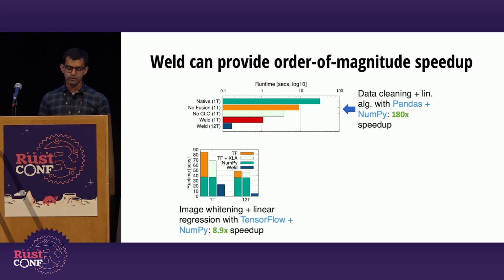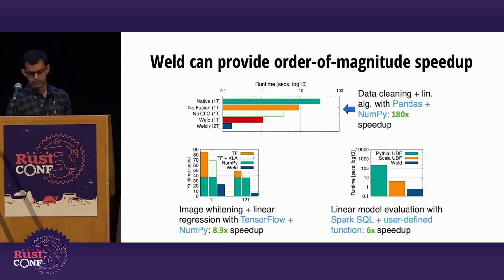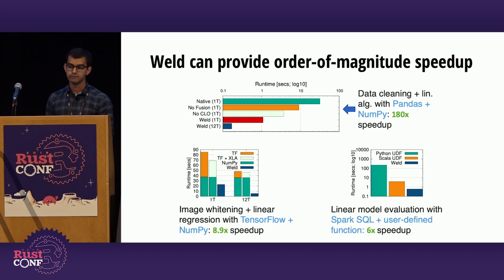As another example, we were able to optimize this image lightning plus linear regression workflow in TensorFlow and NumPy. And this is comparing against TensorFlow's own XLA compiler. So TensorFlow already has this compiler that it uses to do things like operator fusion. But because we can actually look across library boundaries, we still get a pretty nice speedup here. And finally, we can also use Weld to just optimize the execution of things like data analytics frameworks. So here we integrated it with Spark SQL, and we can basically get some native code execution in Spark. So instead of relying on the JVM, we're executing vectorized native code. So we get some nice speedups there.